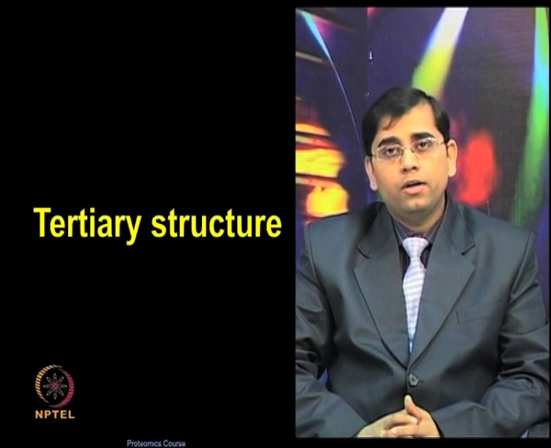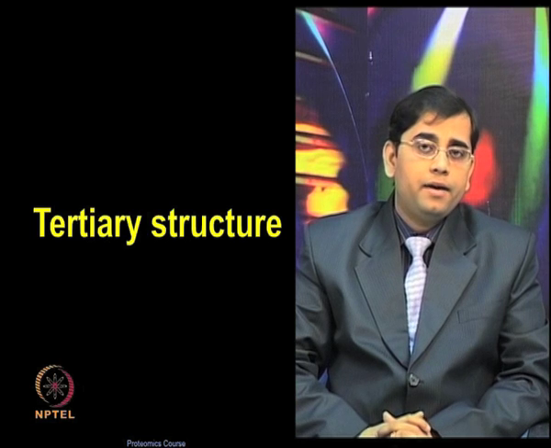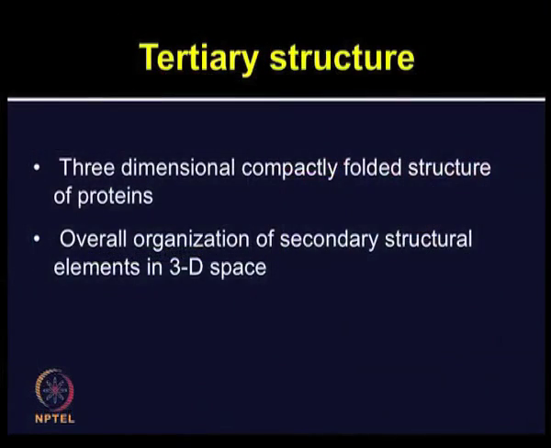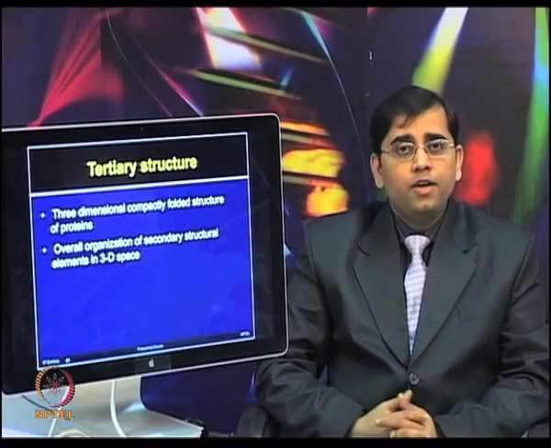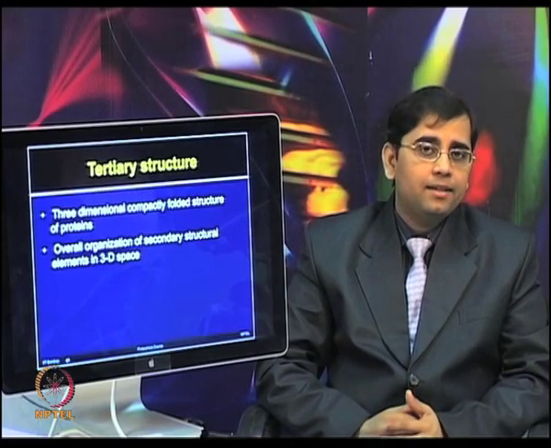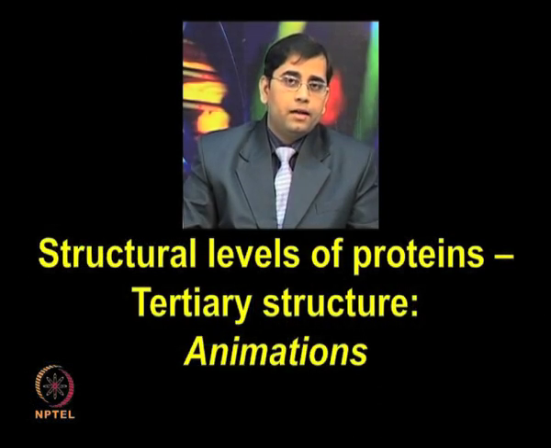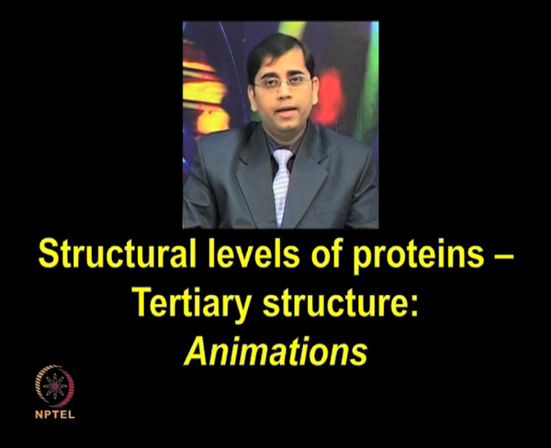Let us now move on to tertiary structure, which refers to the overall folded structure. NMR and X-ray crystallography provide detailed 3-dimensional structures. The 3-dimensional structure is the compactly folded structure of proteins, and it represents the overall organization of secondary structural elements in 3D space. There are numerous interactions which stabilize the tertiary structure of proteins. We will take myoglobin as an example and describe some of the properties of tertiary structure in the following animation.